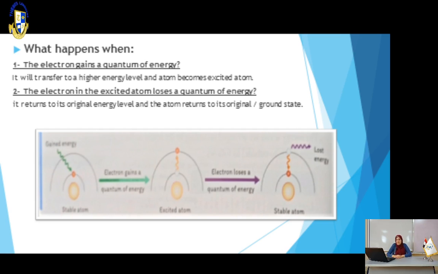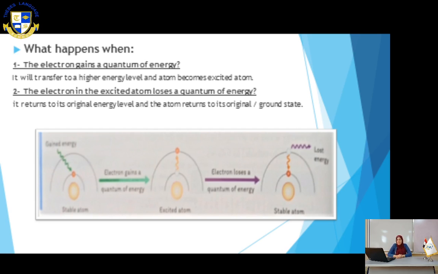What happens if the electron gains a quantum of energy? It will transfer from its energy level to a higher energy level, and its atom will be an excited atom. Number 2, the electron in the excited atom loses a quantum of energy. It returns to its original energy level, and the atom returns to its ground state, as shown in this picture.